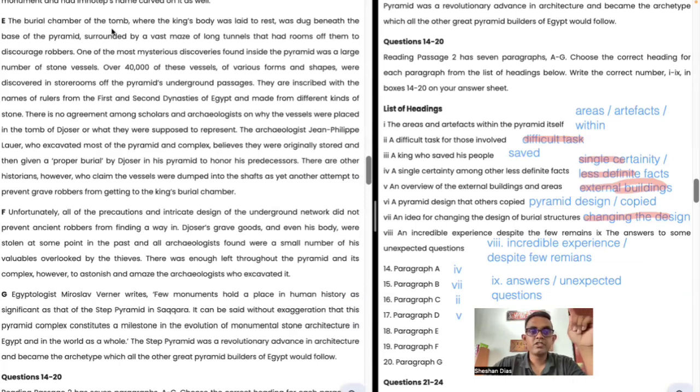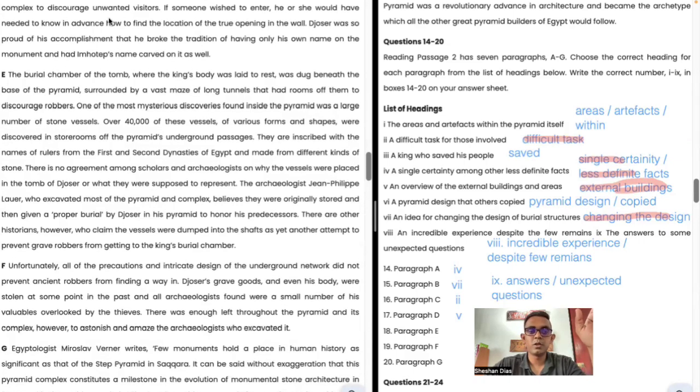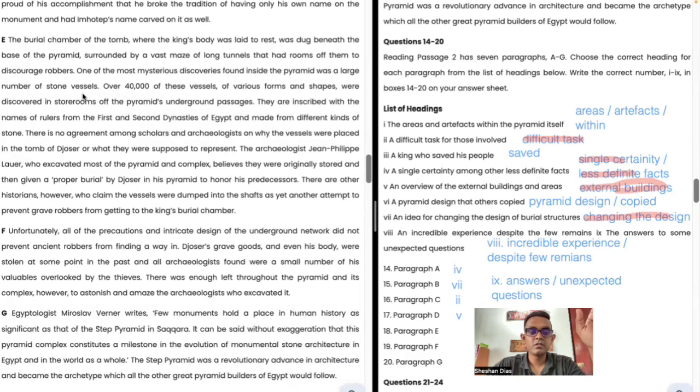Okay, the burial chamber of the tomb where the king's body was laid to rest was dug beneath the base of the pyramid, surrounded by a vast maze of long tunnels that had rooms. Okay, so by reading the first line itself, I think it's very clear to me that this is going to talk about the interior of the pyramid. So this spoke about the exterior. This one is talking about the interiors, the burial chamber. And then it speaks about a vast maze of long tunnels that had rooms of them to discourage robbers. All right, even towards the end.